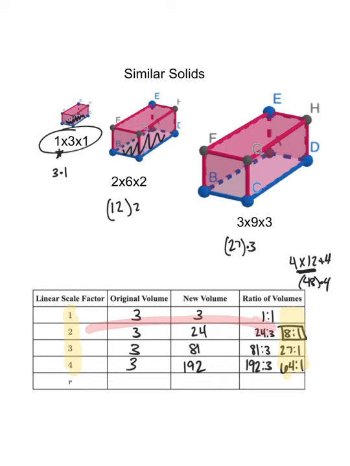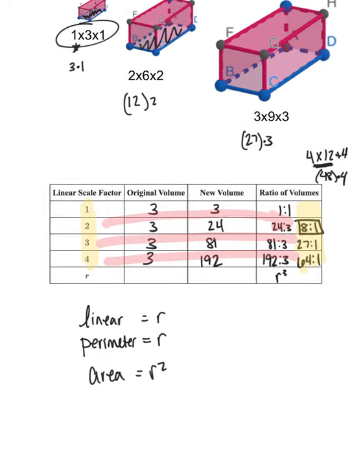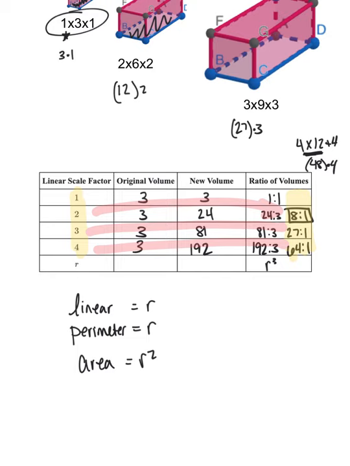I go from 2 as my linear ratio to my volume ratio of 8. I go from 3 to 27 and 4 to 64. The ratio of my volumes is my original linear scale factor cubed. So we can add this to our list of ratios that we know for similar polygons, similar figures, now similar solids. If two figures have a linear ratio of r, we know their perimeter also has that same ratio. Their area has a ratio of r squared, and now I can add the volume ratio to that list. It is that ratio cubed.